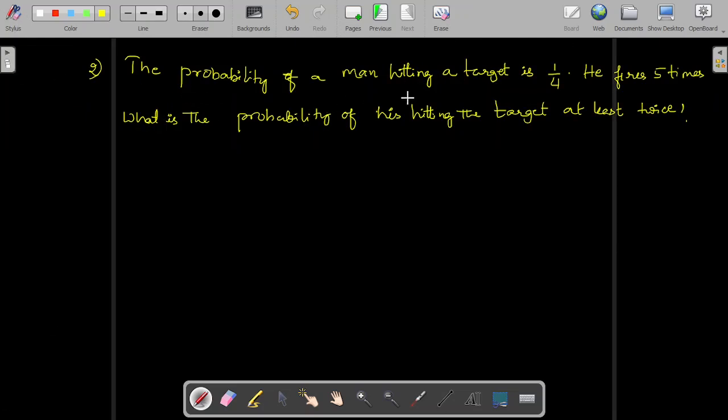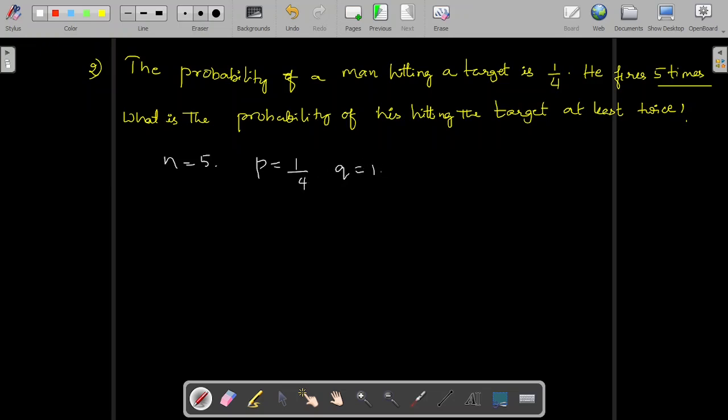See the second problem. The probability of a man hitting a target is 1 by 4. He fires 5 times. What is the probability of his hitting the target at least twice? So here a man fires 5 times, so n equal to 5. Number of trials equal to 5. And these are all Bernoulli trials. More than one trial means you have to go with the binomial probability distribution. He either hits the target or he does not hit the target. So success and failure, two outcomes are there. The probability of success is hitting the target, and the probability of hitting the target is 1 by 4, already given.